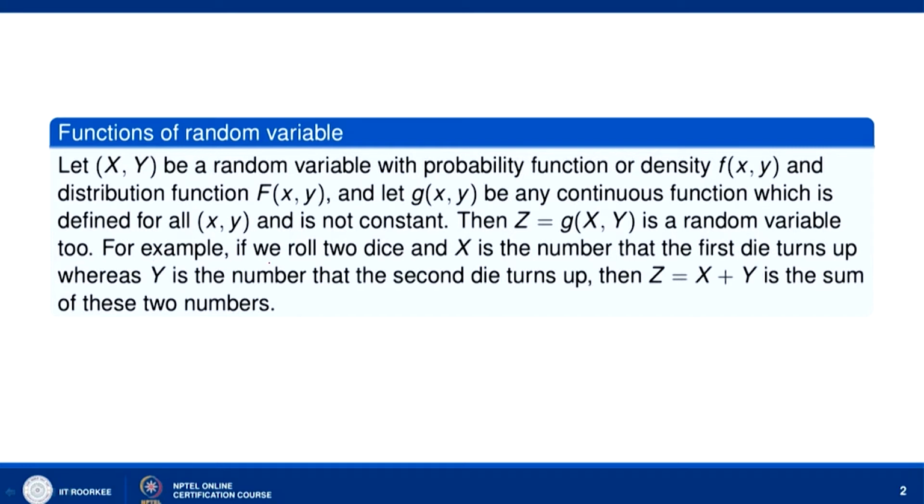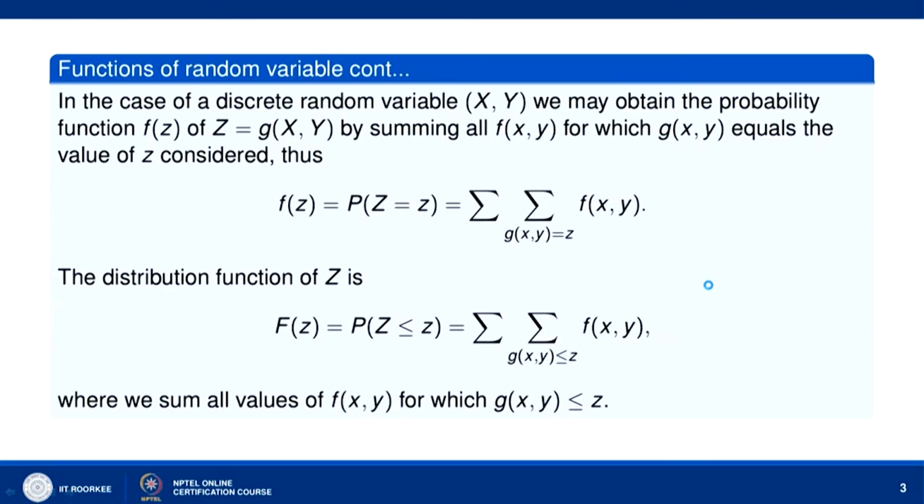For example, if we roll 2 dice, if X is the number that the first die turns up, whereas Y is the number that the second die turns up, then Z equal to X plus Y is the sum of these two numbers. In the case of a discrete random variable (X, Y), we may obtain the probability function f(z) of Z equal to g(X, Y) by summing all f(x, y) for which g(x, y) equals the value of z considered.